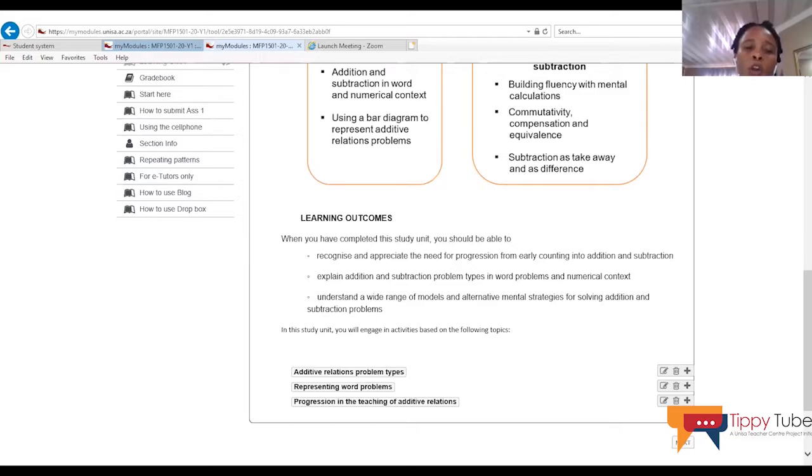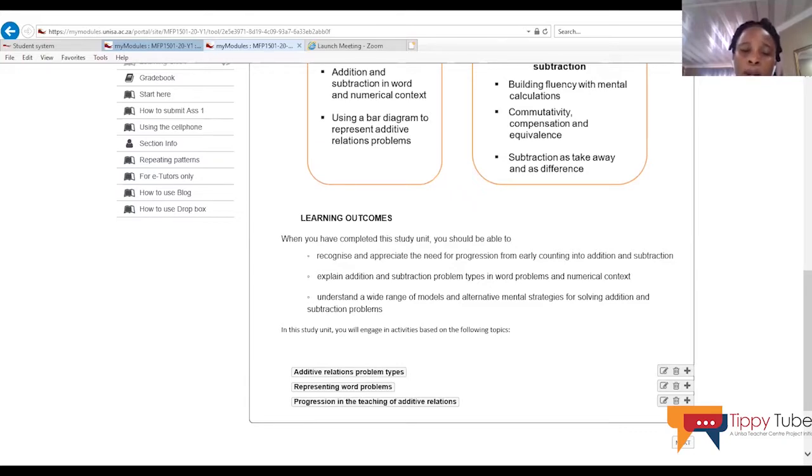When you click on Join Problem Type, you will see that the first thing you come across is a video. You can click on that video and watch it. The video is about Join Problem Type. When you are done watching the video, you need to go on your Microsoft Word document and create a table the same way as the one which I put there, where you'll have problem type, word problem context, and numerical.